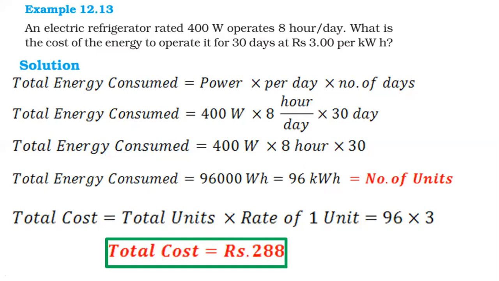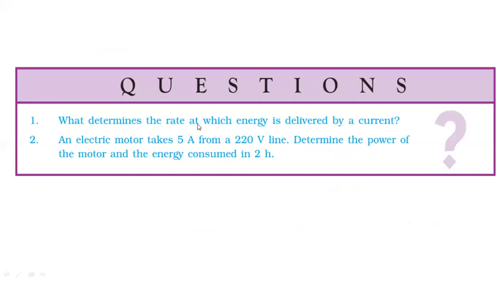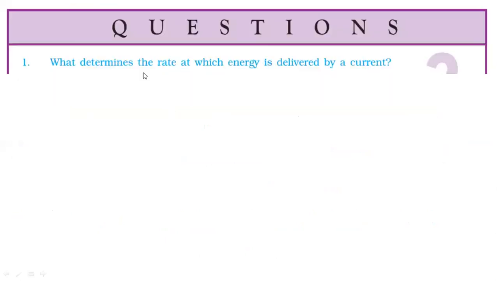Now let us go for the next one. These are in-text blue questions, page 220. There are just 2 questions, so we'll solve them very soon. The first question is, what determines the rate at which energy is delivered by a current? And the second question is the numerical. So let us start with the first question. What is the first question? What determines the rate at which energy is delivered by a current?